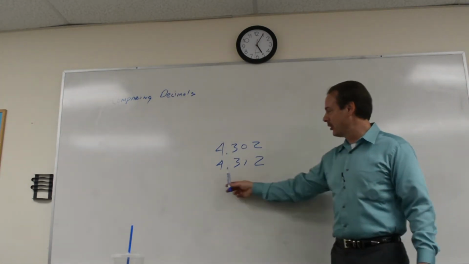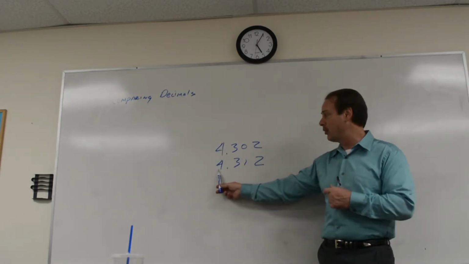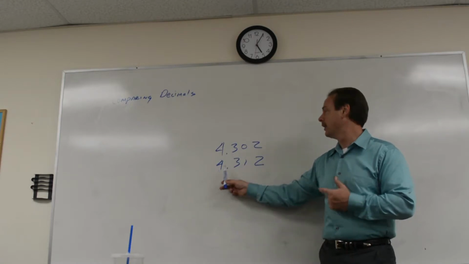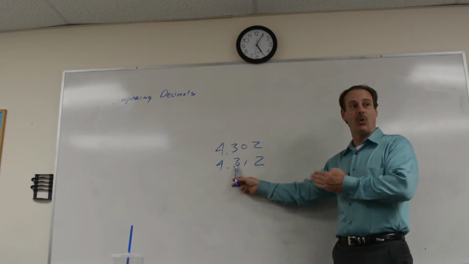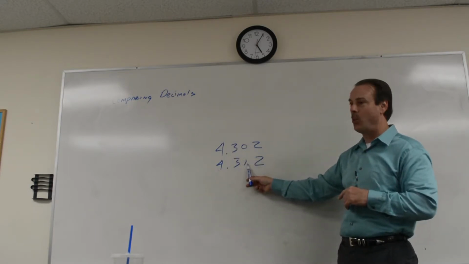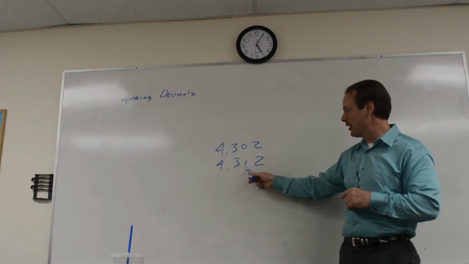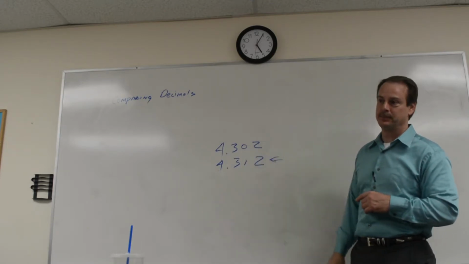What we usually do is, let's look at the first digit. This is 4 and this is 4. So technically these 2 decimals are equal at this point. Let's go to the next digit. Well, this is 3, this is 3. Technically, they're equal at this point. Go to the next term. Well, we got a 0 here and we got a 1 here. Since this one is larger, this is larger than that.